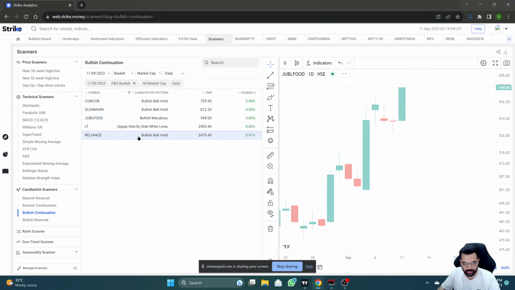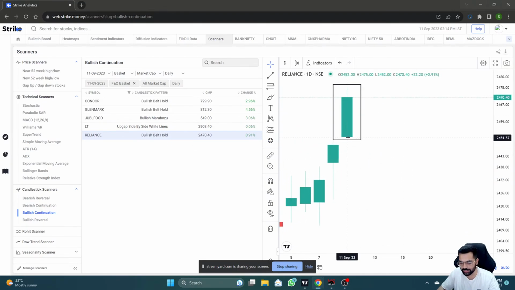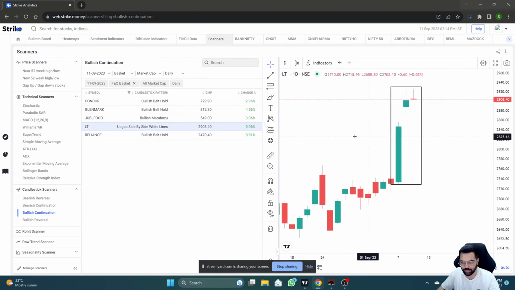Bullish Beltold is nothing but when open is equal to the low of the day, which means that there is demand at the lowest price of the day. So yeah, let me know if you have any questions with respect to the scans that I'm discussing here, or if you want to look at any other chart, just let me know in the chat box.